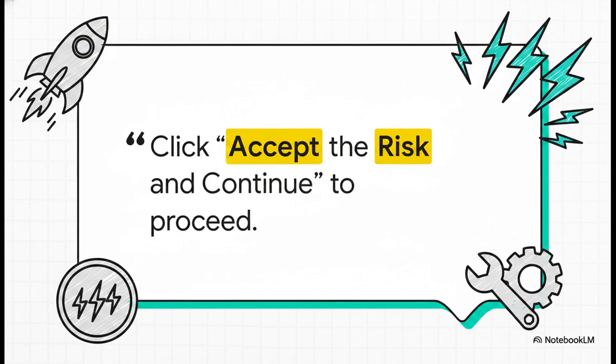Now, what's really interesting about this slide is step 2. To even get to that javascript.enabled toggle, you have to click a button that literally says, accept the risk and continue. I mean, it is a surprisingly dramatic warning just to turn your search function back on. It sounds like you're about to launch a rocket, but really, you're just trying to get your search engine to run its background scripts. It's a fun little moment of high stakes right in the middle of our technical troubleshooting.